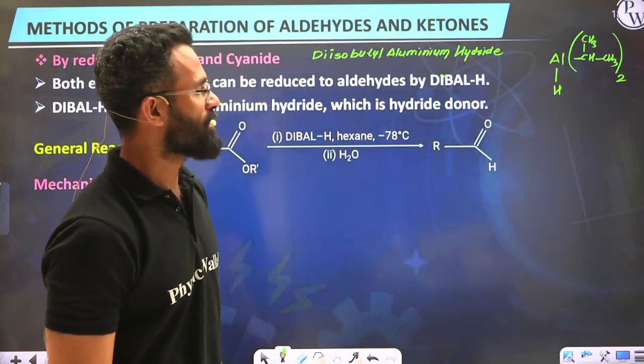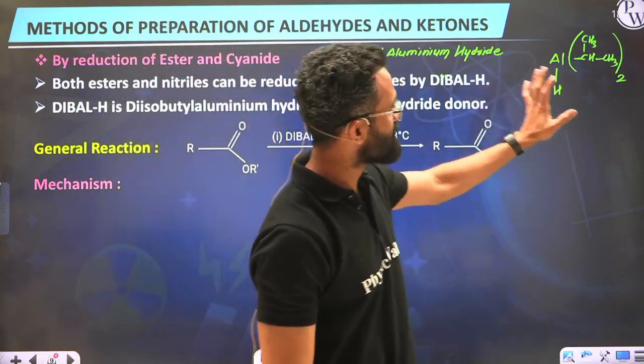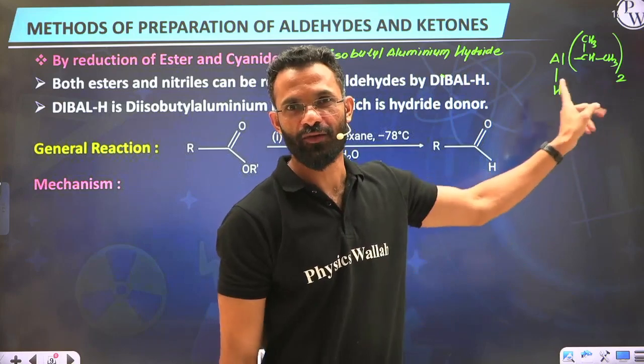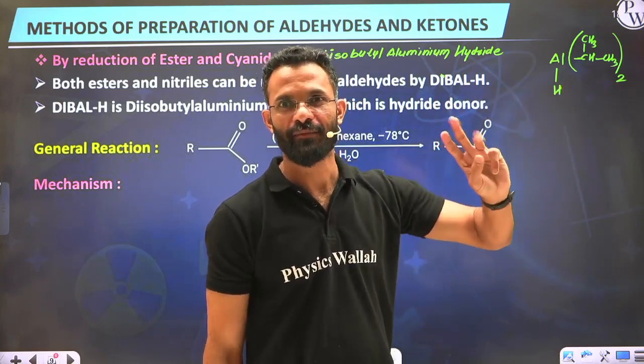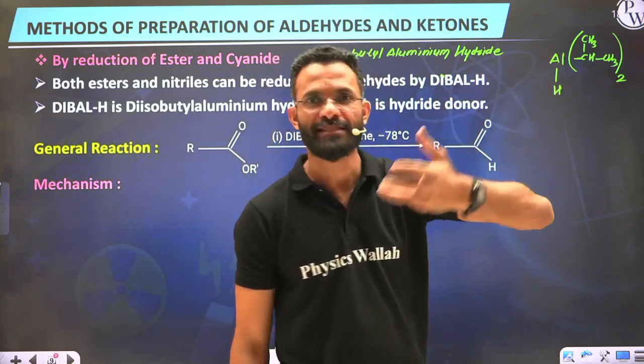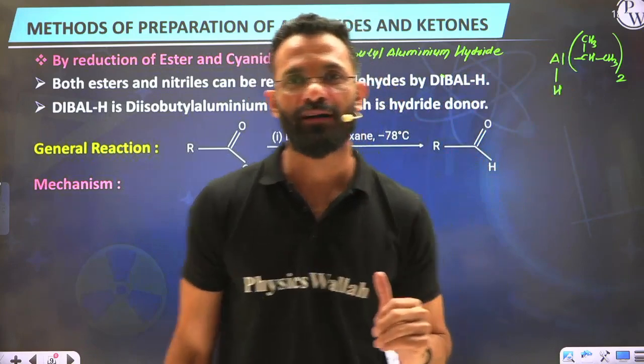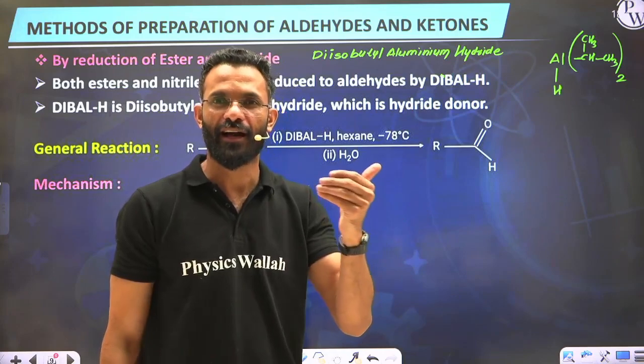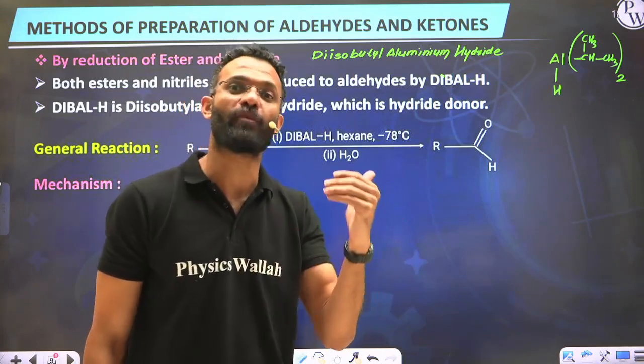Now we can see here aluminium as of now has been in its normal valency of 3. It has got 2 isobutyl groups and 1 hydride. So valency is 3, meaning in its vacant orbital it can still accept one more electron rich species and Al can become Al minus. Just like how AlCl3 can become AlCl4 minus.